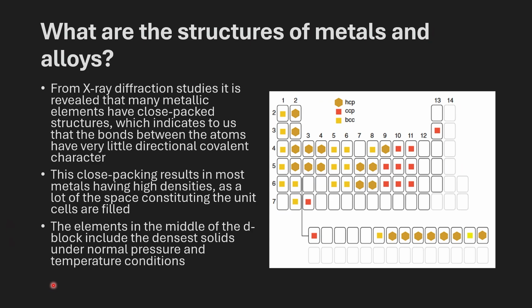So what are the structures of metals and alloys? Well, from X-ray diffraction studies, we found that many metallic elements actually have close packed structures, which indicates to us that the bonds between the atoms have very little directional covalent character. This close packing results in most metals having high densities, as a lot of the space constituting the unit cells are filled. The elements in the middle of the D block include the densest solids under normal pressure and temperature conditions.